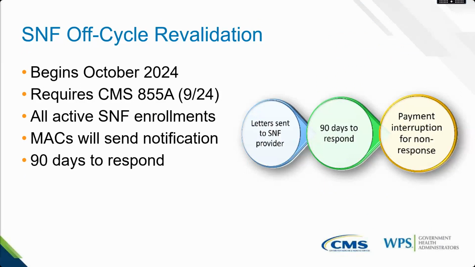Now, because of the anticipated volume, there's a few things we're doing here. So MACs are staggering their revalidation requests. All revalidation requests were not sent out in October. They are breaking them up into thirds, and they will send a third of them in October, which we've done. Another third will be sent in November, and the last round will be sent in December.